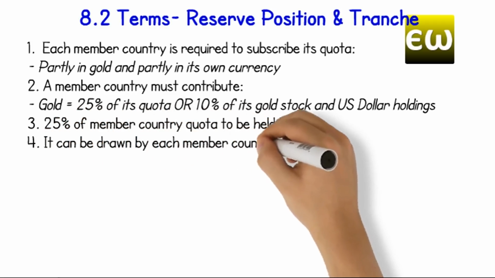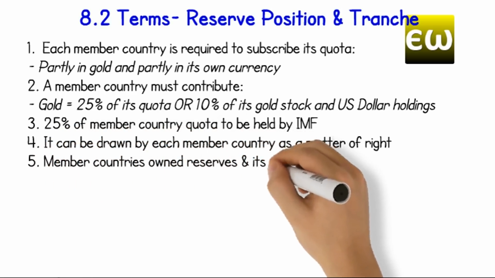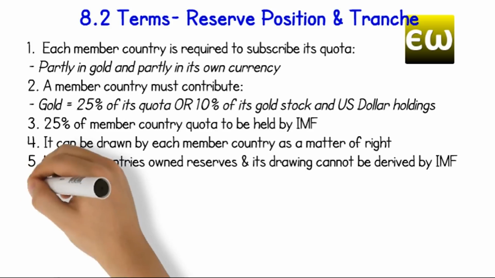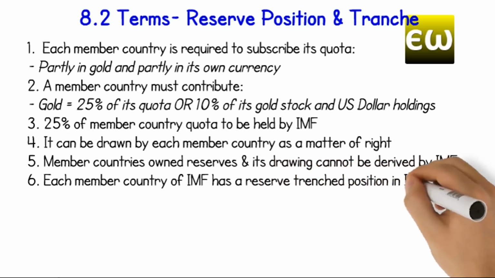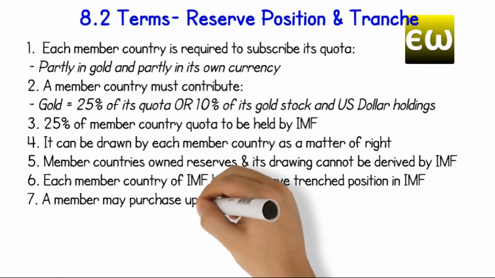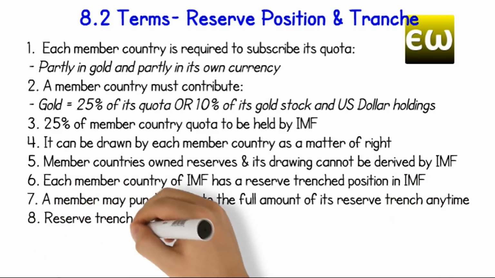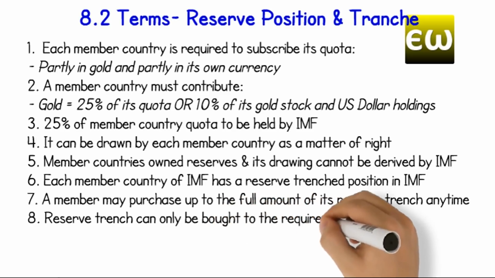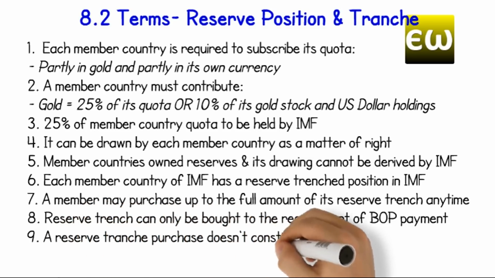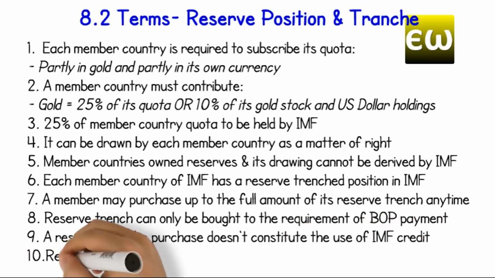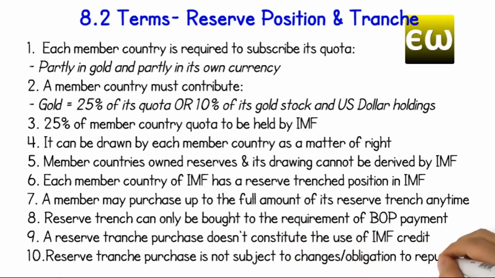4. It can be drawn by each member country as a matter of right. 5. Member countries' owned reserves and its drawing cannot be derived by IMF. 6. Each member country of IMF has a reserve tranche position in IMF. 7. A member may purchase up to the full amount of its reserve tranche anytime. 8. Reserve tranche can only be bought to the requirement of BOP payment. 9. A reserve tranche purchase doesn't constitute the use of IMF credit. 10. Reserve tranche purchase is not subject to charges or obligation to repurchase.